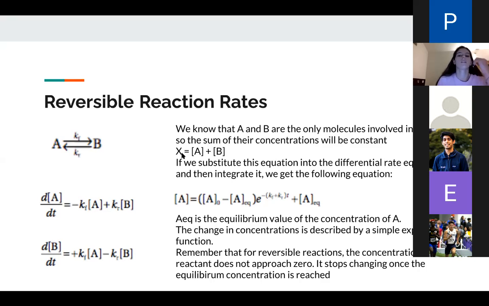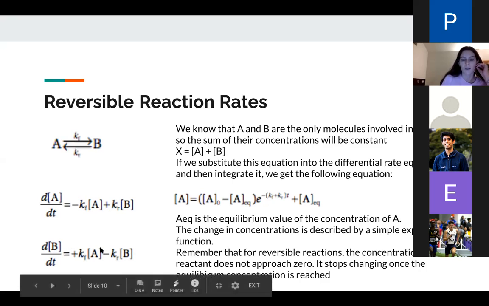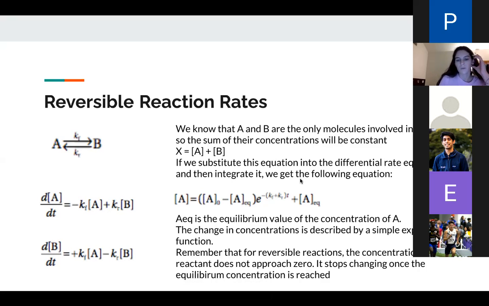And so we can substitute this equation into the differential rate equation for A, which is given here. And then if we integrate it, we get the following equation. And also you can do the same thing for B, but we just use A as an example. It's not super important, I don't think, to understand the integration, but it is in the book in chapter 15 if you want more details on how that's done. But it gives us this following equation.